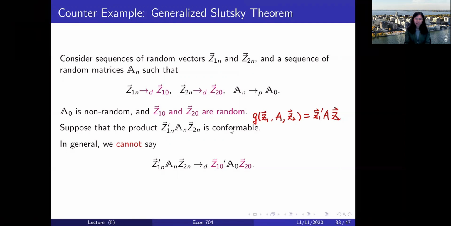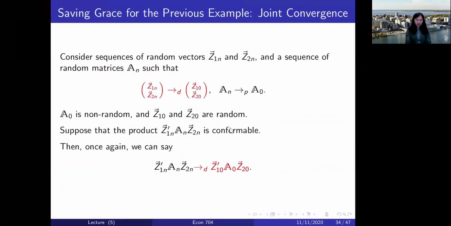Now you can save this example if you can strengthen this separate convergence in distribution into a joint convergence. What that means is if you instead assume Z1n and Z2n jointly converge in distribution to Z10 and Z20. Or in other words, the large vector formed by the two vectors converges in distribution to this large vector formed by the limit of these two vectors.